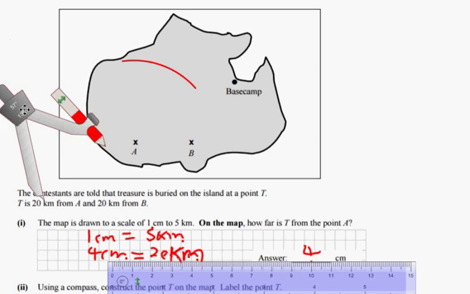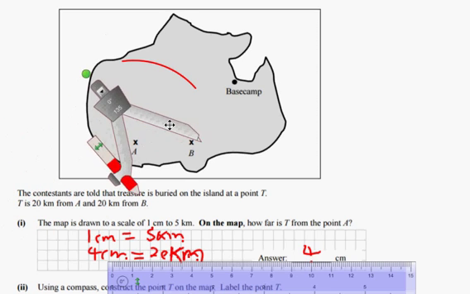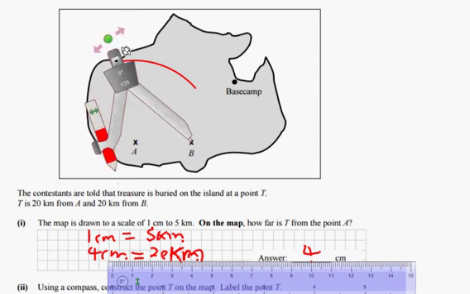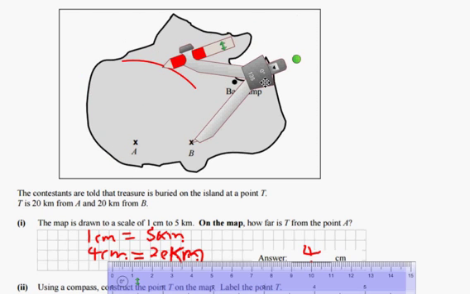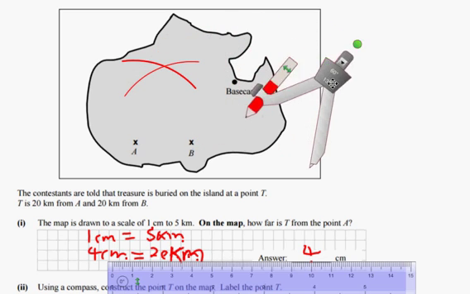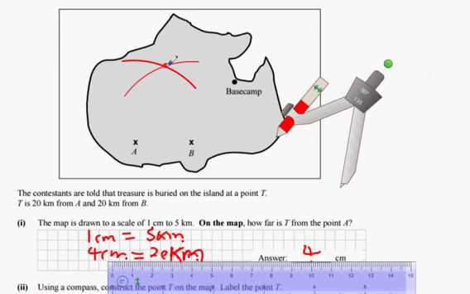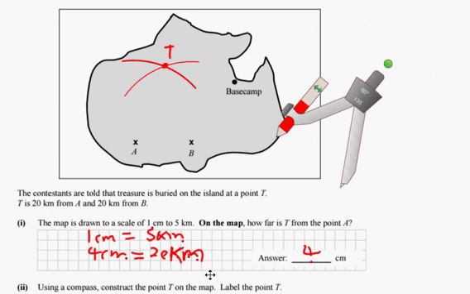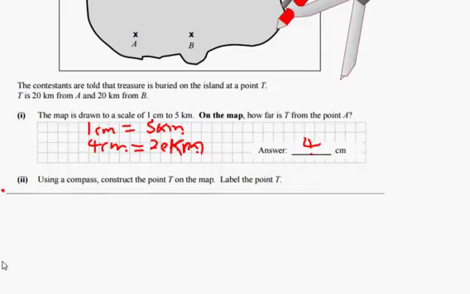Then I go to B, and we know that it's also 20 kilometres away from B. So I draw another arc here. And this point here has to be T, because it's 4 centimetres away from B, and it's also 4 centimetres away from A, which is 20 kilometres. Are we alright with that? Okay. Good. Done.